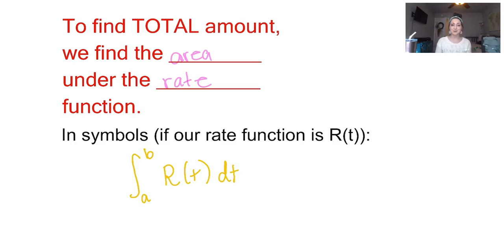So this is our notation if I want to find the area under the function r of t from time equals a to b. And when I talk about area under the curve, I mean the area made with the curve and the x-axis. Okay.